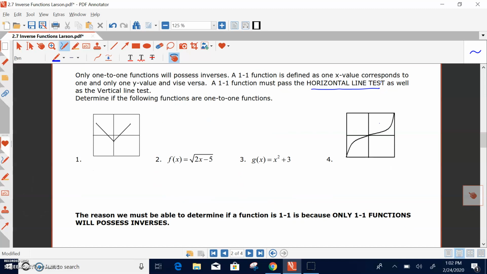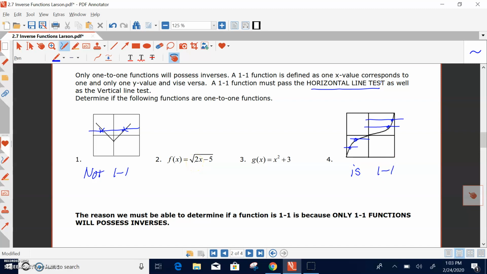So we're looking for horizontal line tests. If a horizontal line crosses through that graph at more than one point, it's not a one-to-one function. This guy over here, if I draw horizontal lines, each horizontal line crosses at only one spot, so this guy is a one-to-one function.